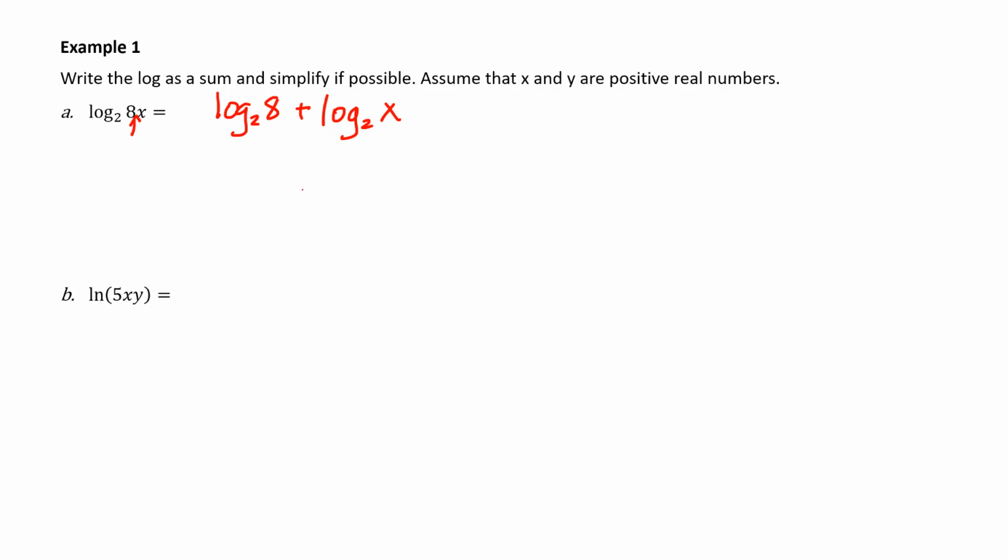So log base 2 of 8, we've already talked about. 2 to the third power gives you 8, so that log is equal to 3, and then log base 2 of x. So this would be the simplest that you could write that. Okay, natural log of 5 times x times y. So natural log of 5 plus natural log of x plus natural log of y.